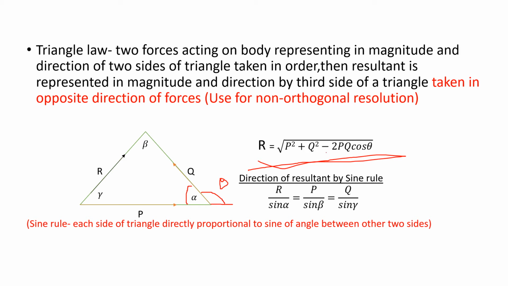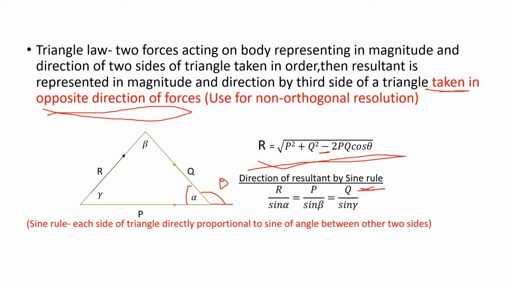So there is a similarity between the two laws, but the difference is that I have marked the reading taken in the opposite direction of forces. That is the difference. And how will you find the direction of the resultant? By the sine rule. The direction of the resultant is found by the sine rule only.